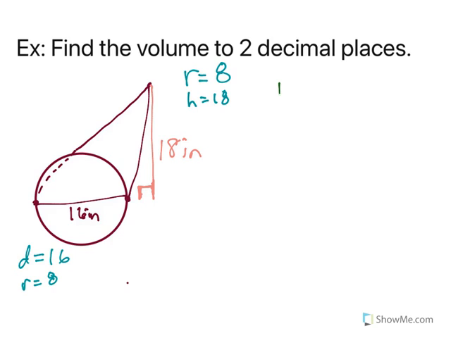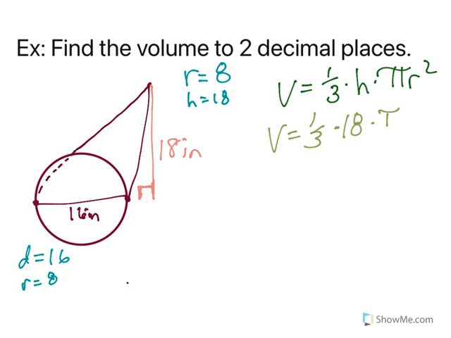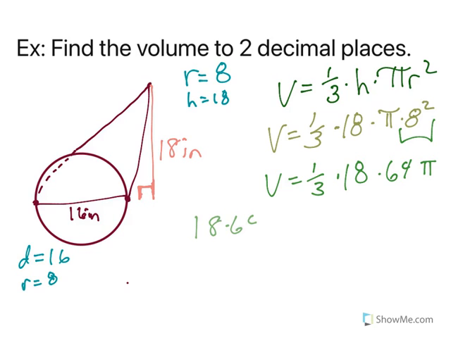So we know that our formula is volume equals 1/3 times the height times pi r squared. So let's plug in what we know. 1/3 times the height of 18 times pi times the radius squared. Again, order of operations. So 8 squared is 64. So 1/3 times 18 times 64 times pi. I'm a huge fan of doing the numbers first and then doing pi at the end. So we're going to take 18 times 64 and divide by 3. This comes out nicely, and we end up with 384 pi.